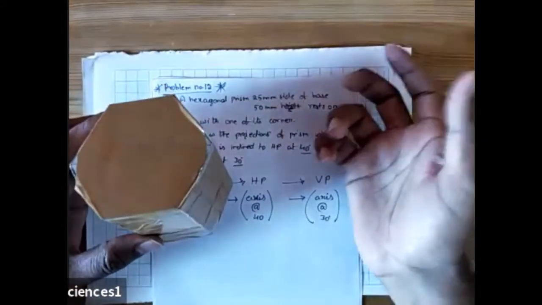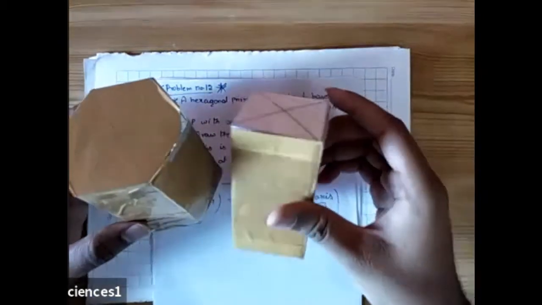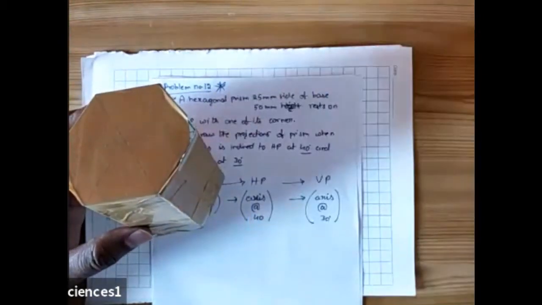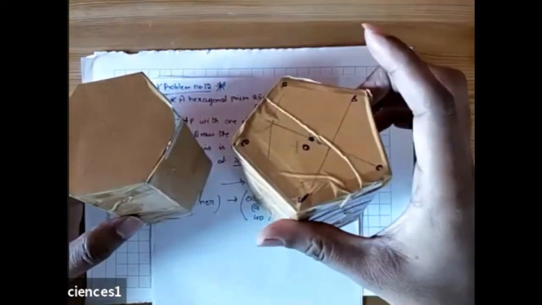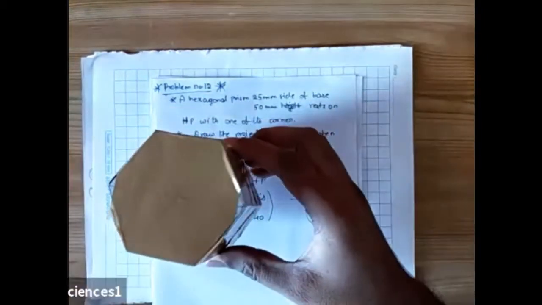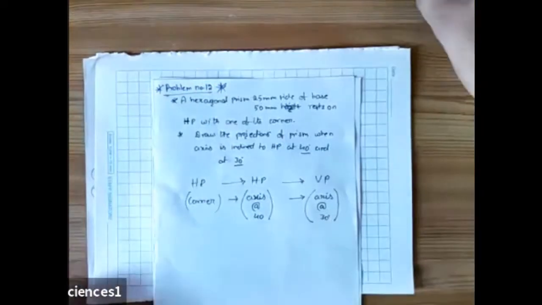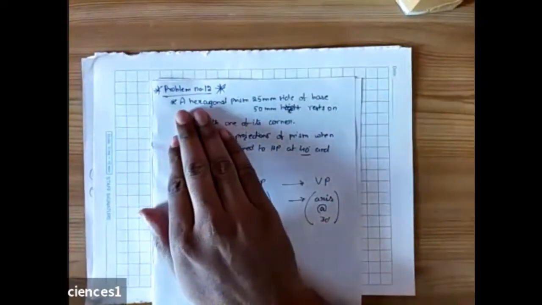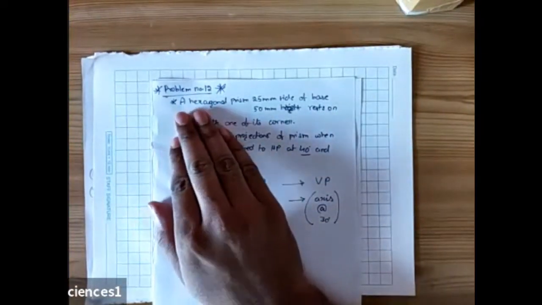We solved problems on the square prism. The square prism is done. Then we did the pentagon prism, and finally we'll be going with the hexagon prism. The problem is like this. This is problem number 12 in the PDF which we have shared with you.